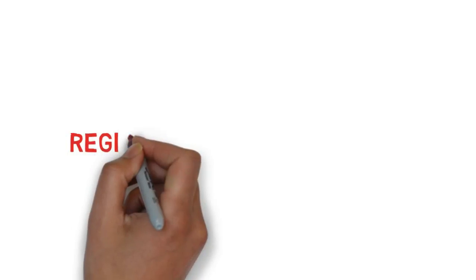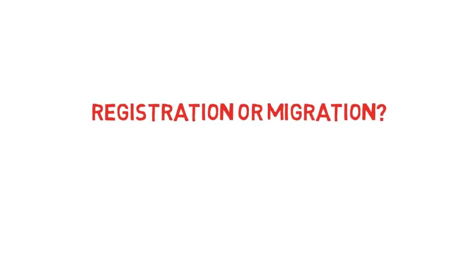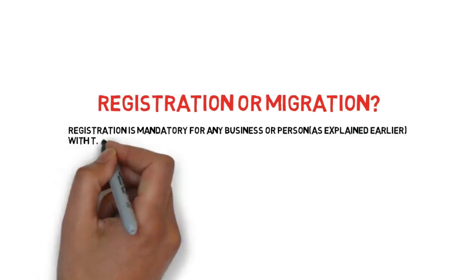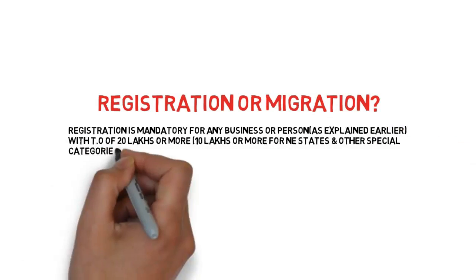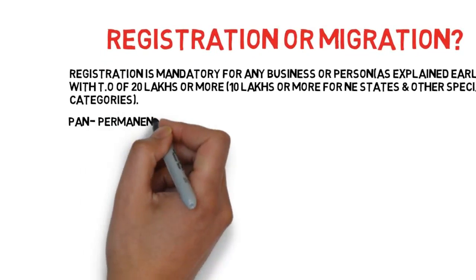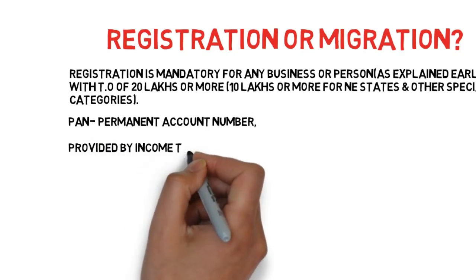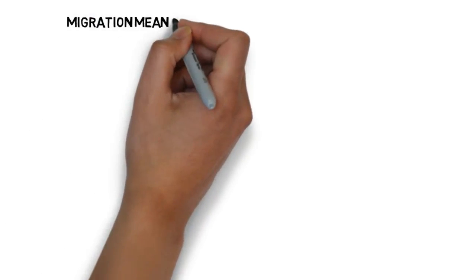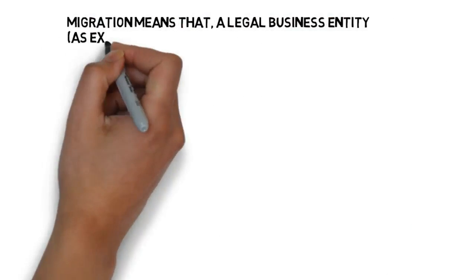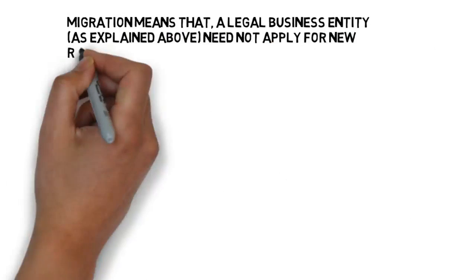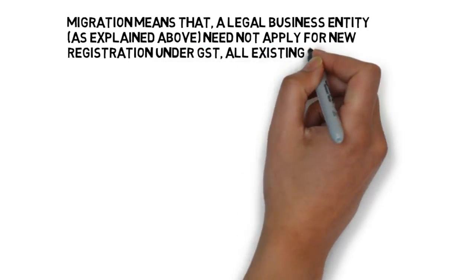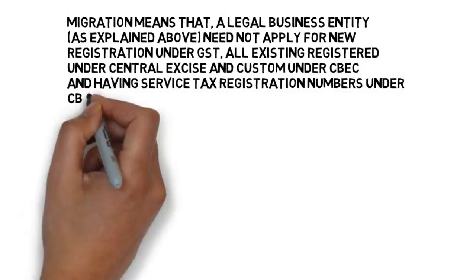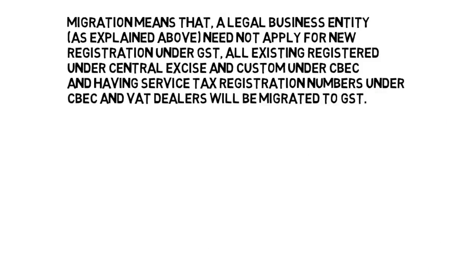So what about registration or migration to GST? Registration is mandatory for any business or person, as explained earlier, with a turnover of Rs 20 lakh or more, 10 lakh or more for northeastern states. A permanent account number provided by the Income Tax Authority of India is compulsory for GST registration. Migration means a legal business entity need not apply for new registration under GST. All existing registered under Central Excise and Customs, having service tax registration number under CBEC, and VAT dealers will be migrated to GST automatically.